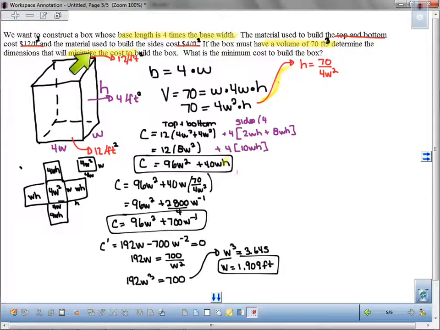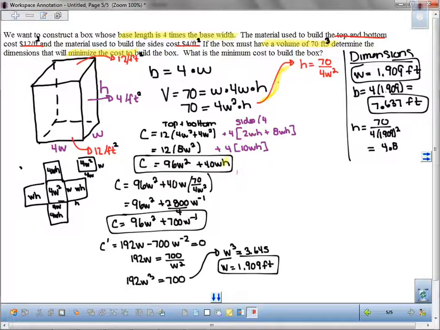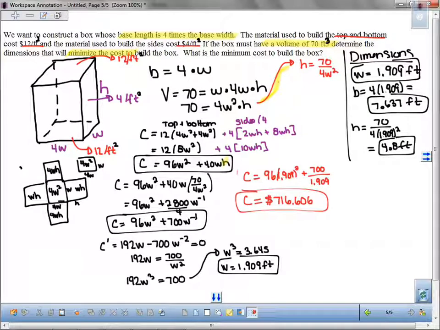If you go back to read the problem, they want you to know the dimensions. So my dimensions are going to be the width, the base is 4 times the width, and the height is 70 divided by 4 times the width squared. So those are my dimensions, and now I need to find the cost. So I just substitute that into my equation. So my cost for this box is going to be $716.61.